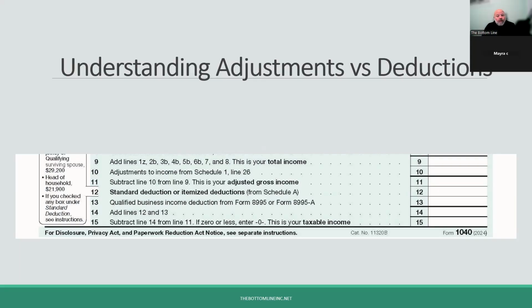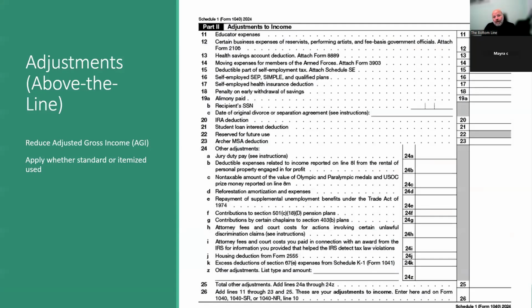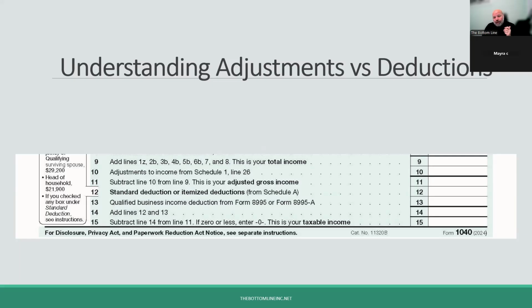So when we look at adjustments above the line, they reduce our AGI, and then adjustments below the line. If we look back here, the adjusted gross income on line 11, above the line would be our adjustments to income, and below the line is our standard deduction. A lot of times you'll hear adjustments above the line or below the line. But for our purposes, we're talking about what are our adjustments to income and then what are our deductions.